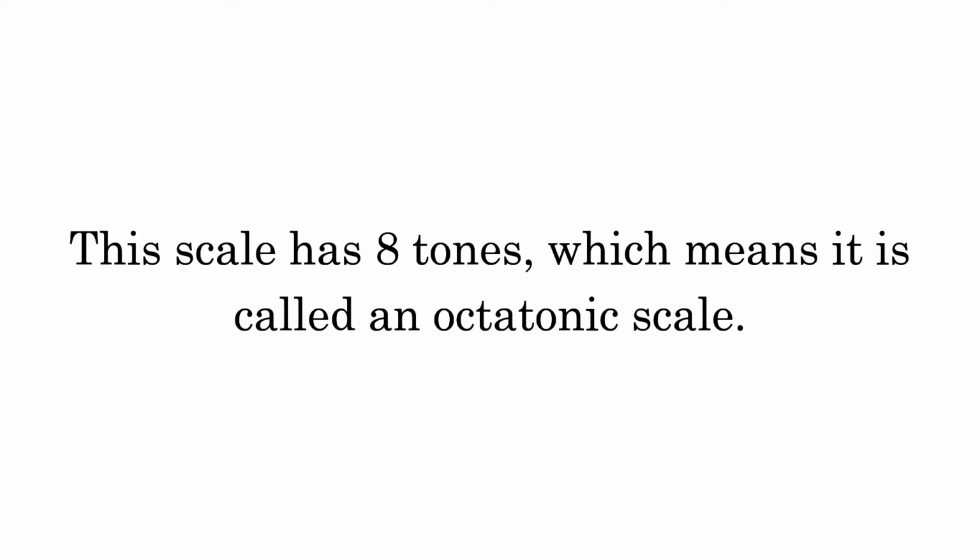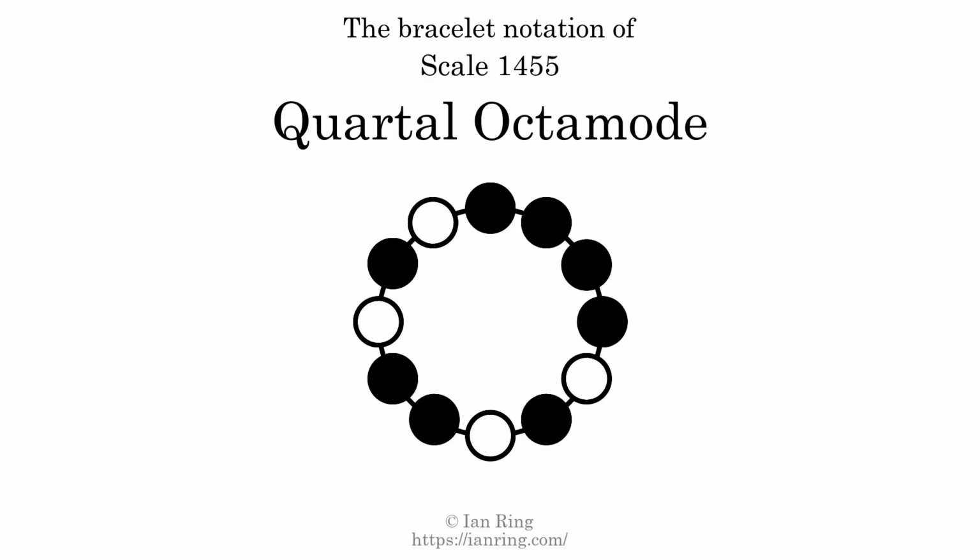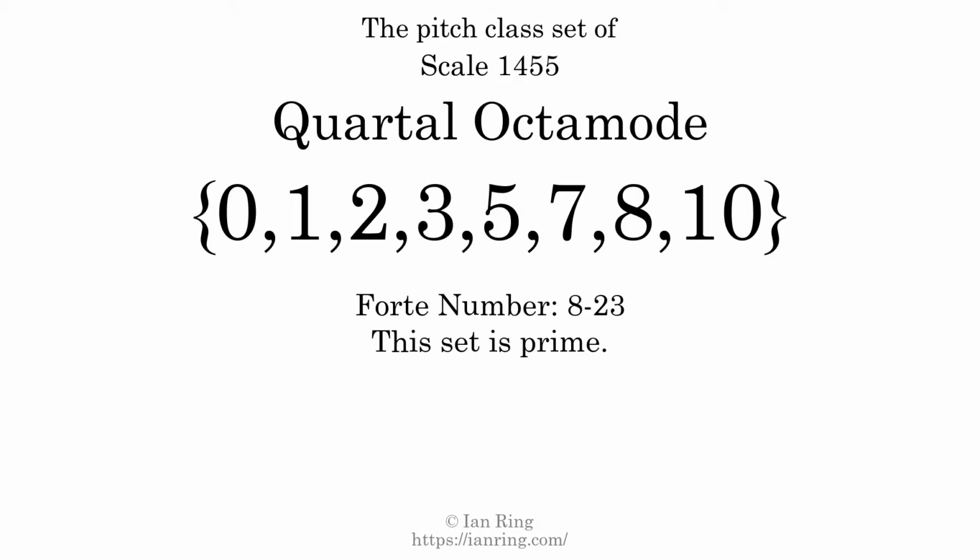This scale has 8 tones, which means it is called an octatonic scale. This is a bracelet notation diagram of scale 1455. The shaded circles represent tones that appear in the scale, and they are read clockwise, starting at the top. The pitch class set for this scale is 0, 1, 2, 3, 5, 7, 8, 10. The forte class is 8-23.